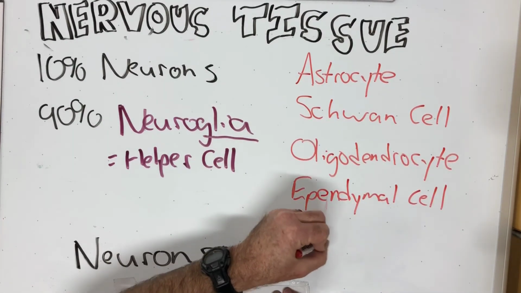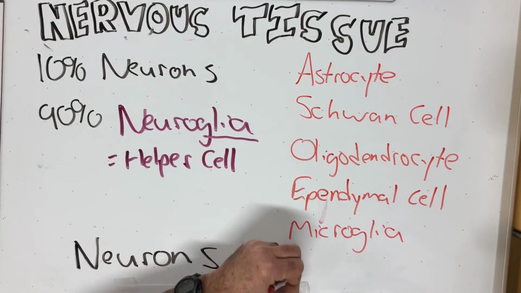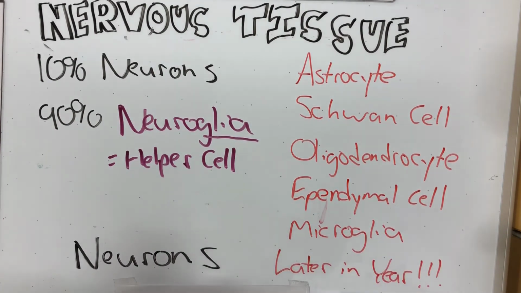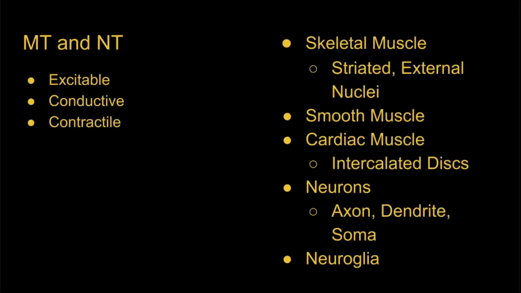So we'll review that nervous tissue is excitable and conductive. It'll respond to stimuli and it will conduct information. And then if we add muscle tissue, it will do the same, but muscle tissue is also what we call contractile. Skeletal muscle is striated, smooth muscle is not, and then cardiac muscle has intercalated discs. Remember, neurons have axons, dendrites, and soma, and neuroglia are their helpers.